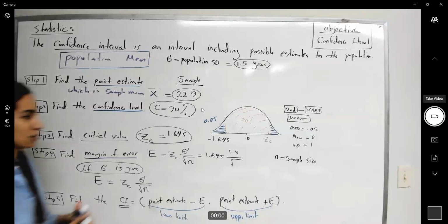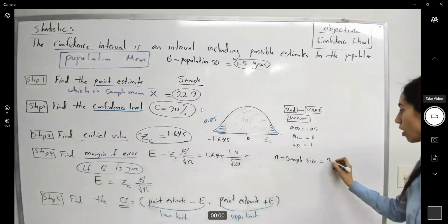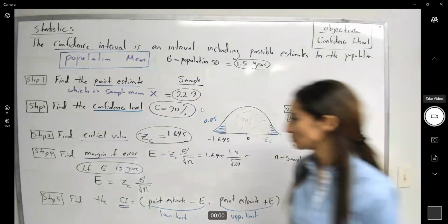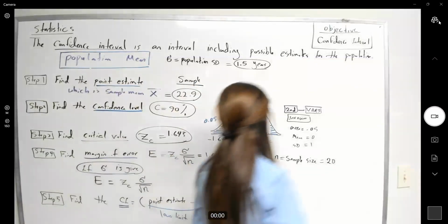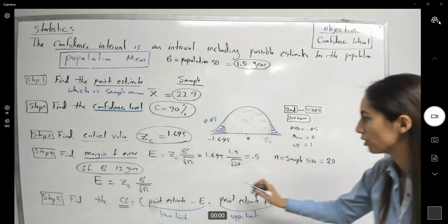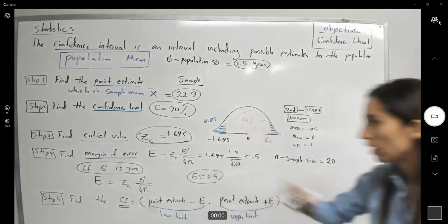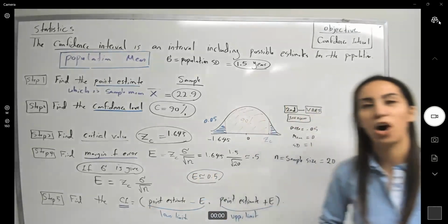The square root of 20. Now you have to use your calculator to find an approximation. What is the margin of error? We found the margin of error to be approximately 0.5. So E is approximately 0.5. Do I have all the information? Yes, I have all the information to construct my confidence interval.